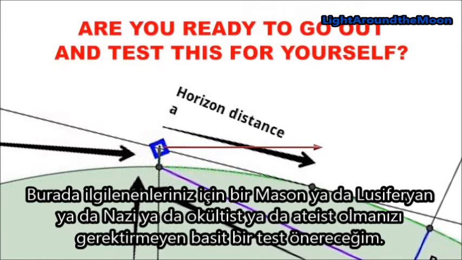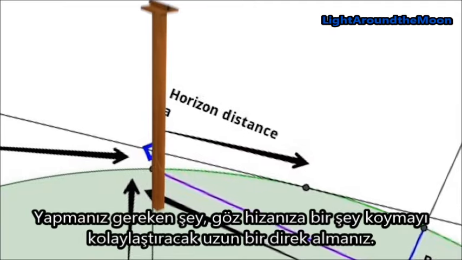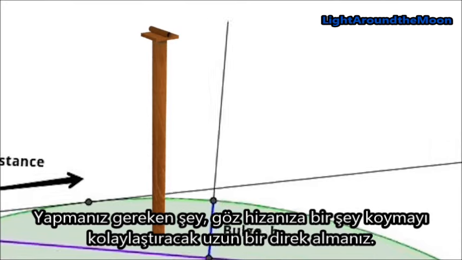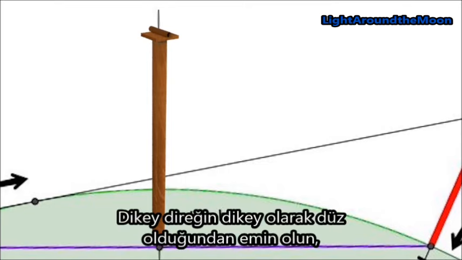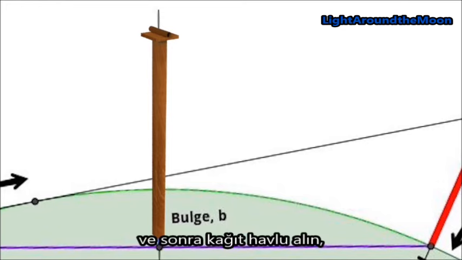For those of you who are interested in doing so, here's a simple test, and it doesn't require that you be a Freemason, a Luciferian, a Nazi, an occultist, or an atheist. You don't even need to have a college education or a lot of money. What you need to do is get a long pole that would facilitate putting something up to your eye level. In this case, I've got a 4x4 with a plank of wood on top of it. Make sure the vertical post is vertically level, and make sure the horizontal plate on top of it is also level. And then go get some paper towels.